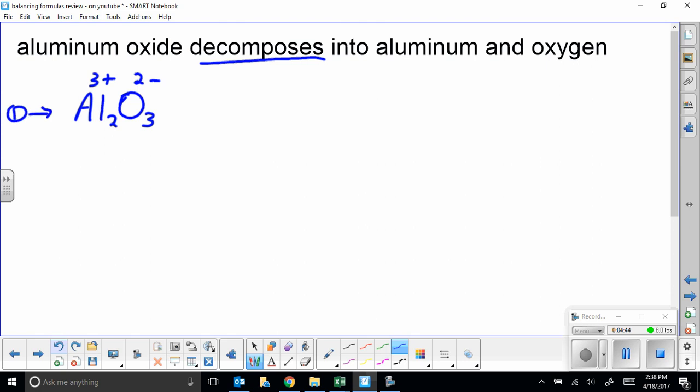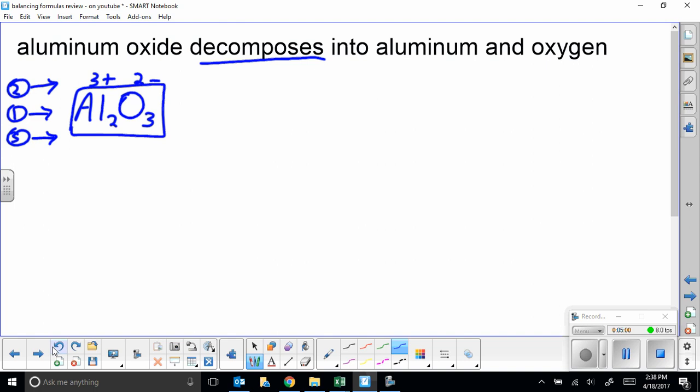First step, write the symbols. Second step, write the oxidation numbers. Third step, crisscross down and write them as subscripts. So when you're done, we're really looking at this, okay? And that decomposes, which means my arrow.